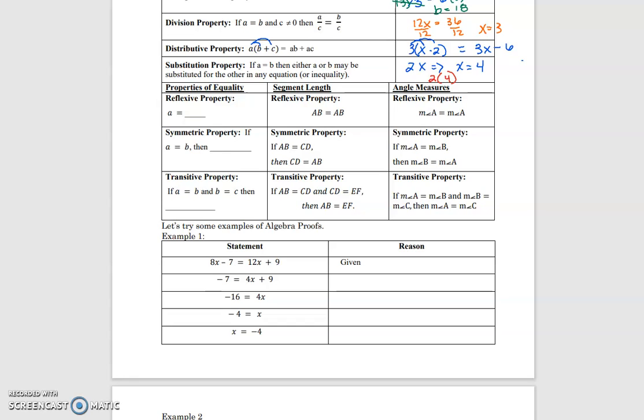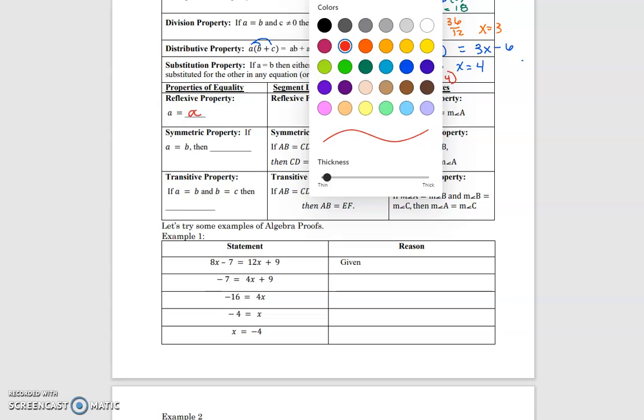Reflexive is like a reflection in the mirror. You're going to see yourself in the mirror. So it's not changing. It's just showing you what it is. So A is equal to A. Or if we talked about it in terms of segments, segment AB is the same as segment AB. And then angles: angle A is the same as angle A. And we do use that property occasionally.